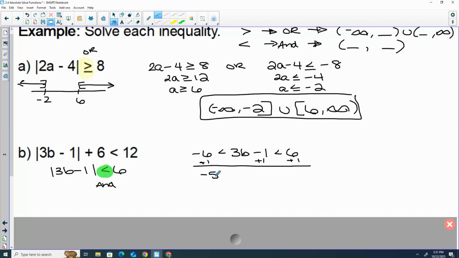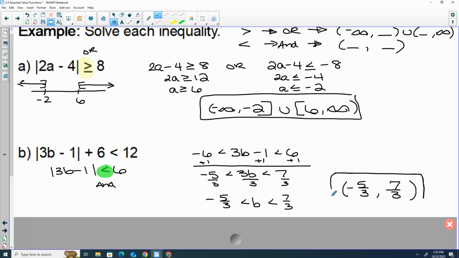So you get -5 is less than 3b is less than 7. Divide everything by 3, so we get -5/3 is less than b is less than 7/3. And I'm expecting just a starting and a stopping point. When it's written this way, it tells me it starts at -5/3 and it ends at +7/3. So ands only have a single solution at the end.